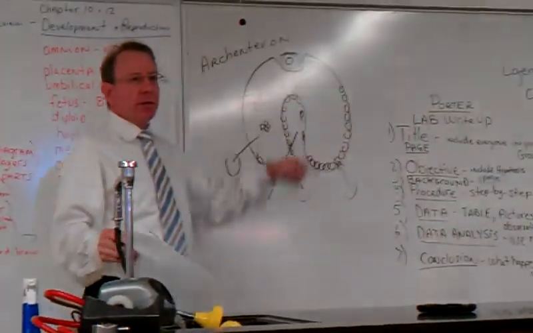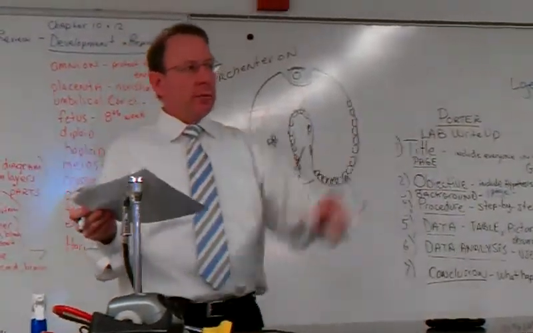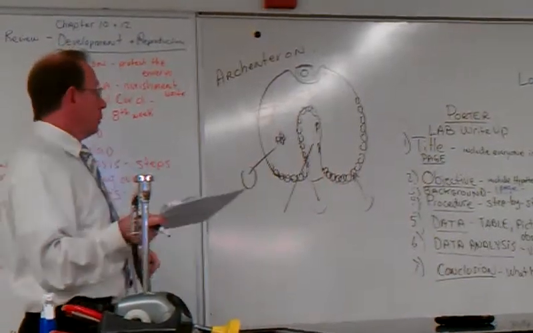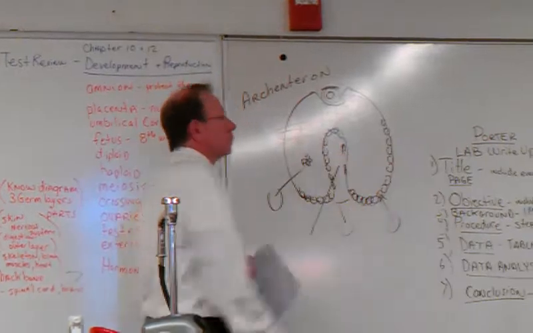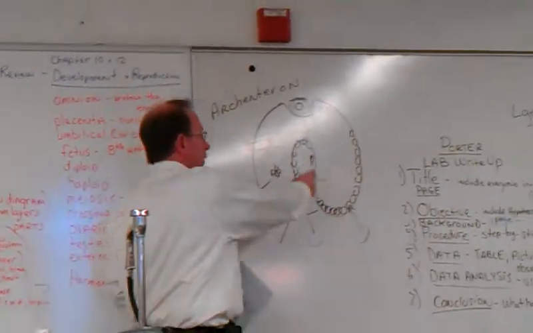It's advanced development and embryology, right? We could go on for hours about it, but I don't want to. One thing, the archenteron. That's just that area, the primitive gut. That's all you got to know.